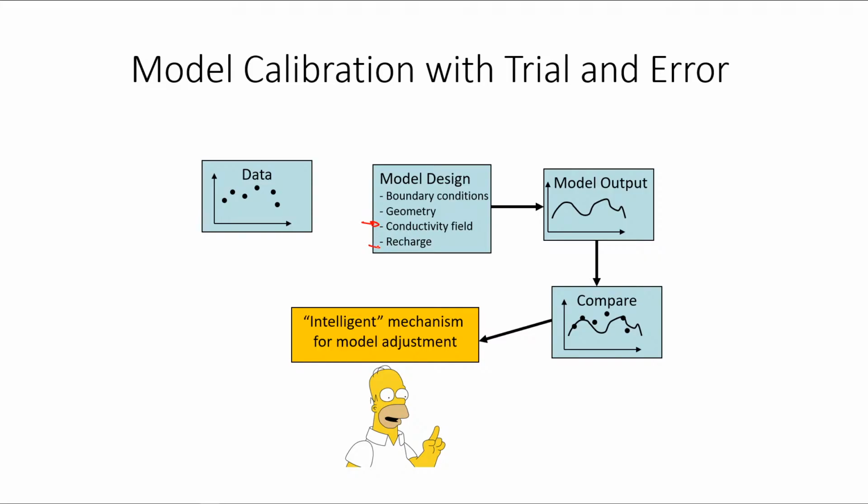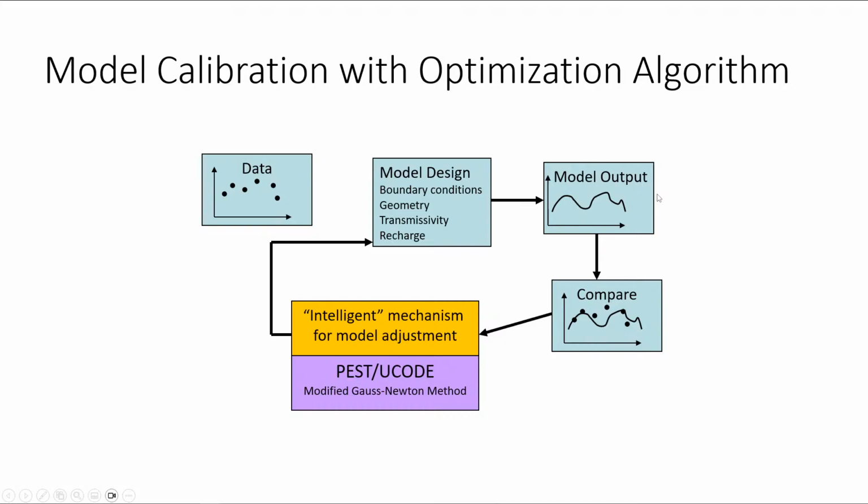Or maybe I will change my recharge. Maybe I will change my boundary condition. So you keep playing, you keep changing this until you get the best fit between what your model is simulating and what you are observing. You can do this manually, or you can get software to do this for you, to keep changing these things until you get a good match.